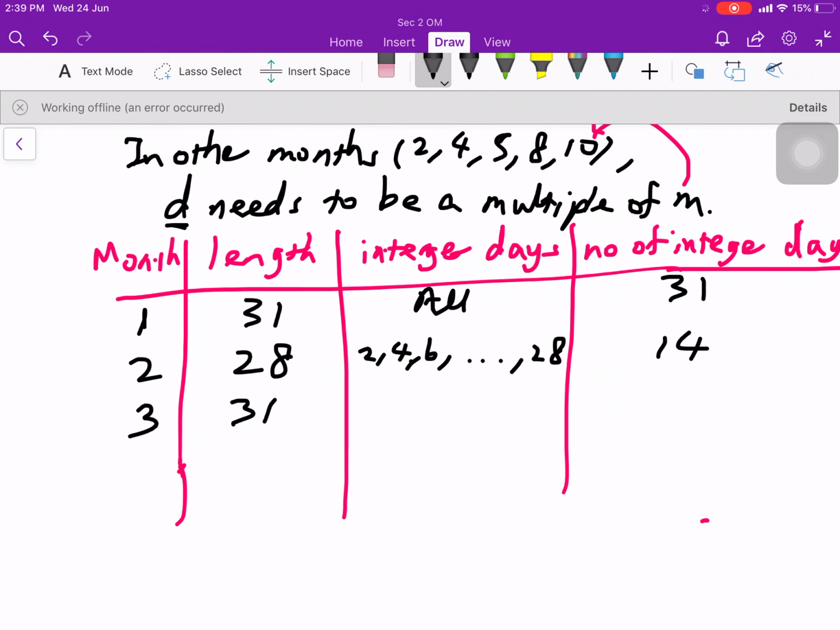Then you look at March. The length of the month is 31, and in this case, all days are integers, therefore you get 31 days. Then you look at April, month 4, with 30 days. The day must be a multiple of M, therefore you get 4, 8, and so on, until 28.